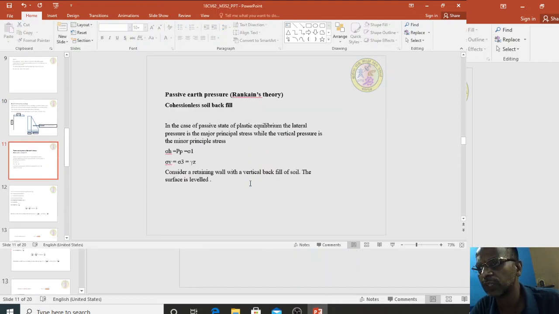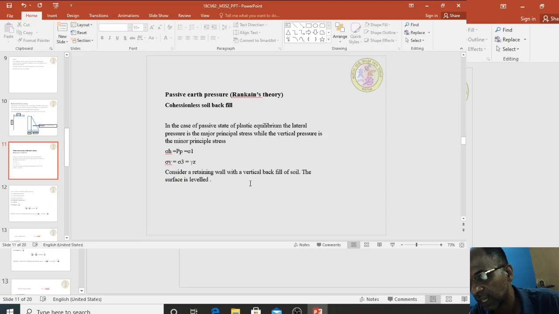Now passive earth pressure, Rankine's theory. As I said earlier, when a retaining wall moves towards the backfill, the horizontal component force is higher. In this case, for passive earth pressure, the plastic equilibrium of lateral earth pressure is the major principal stress, while the vertical pressure will be the minor principal stress. So sigma 1 should be equal to sigma h, and sigma 3 should be equal to sigma v, the minor principal stress, which will be vertical.